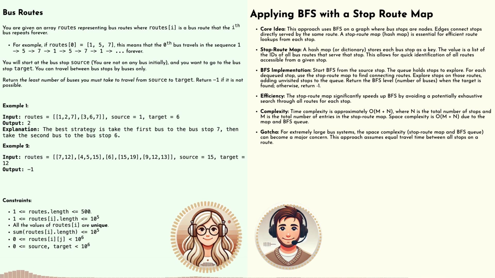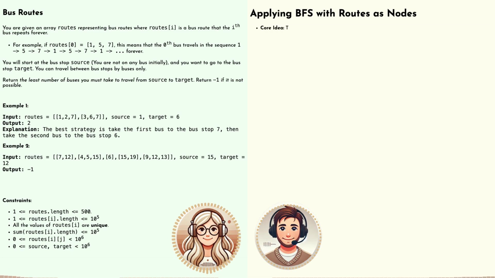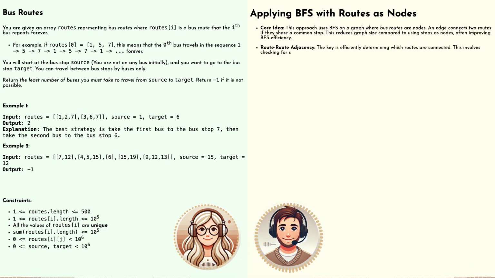Yes. It's like we're strategically hopping between routes, always getting closer and closer to the target. Exactly. And because we're only looking at relevant routes, this method is very efficient. Oh, so that's why it's faster. Yes. Okay. This is making a lot of sense. Good. So using this stop route map with BFS is kind of like having a super powerful navigation system. Absolutely. Okay, this is fascinating.